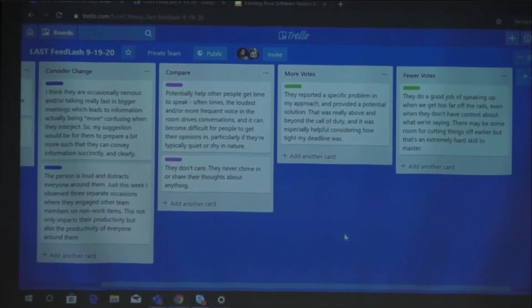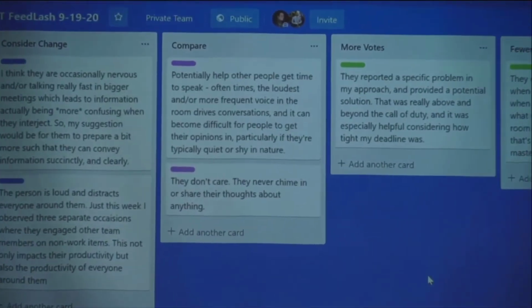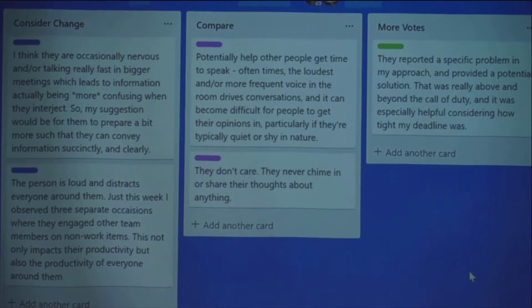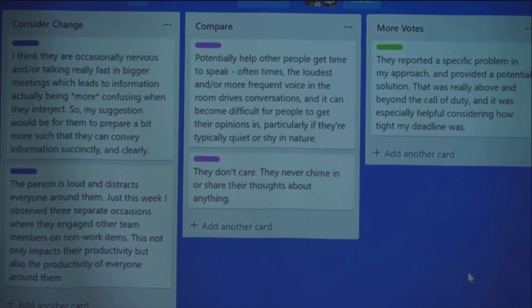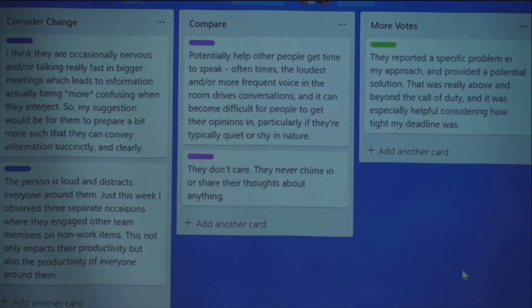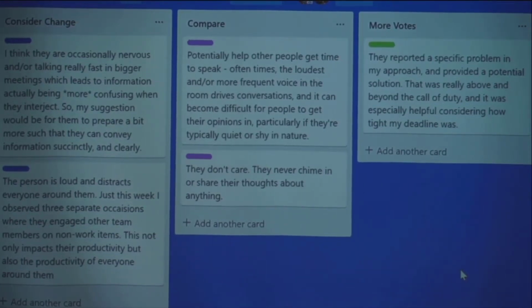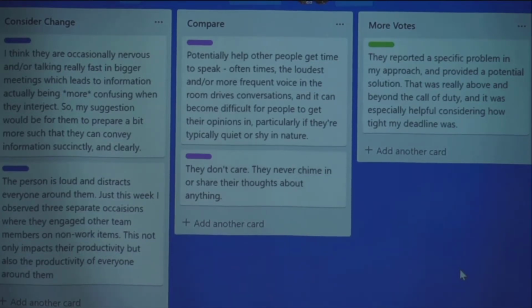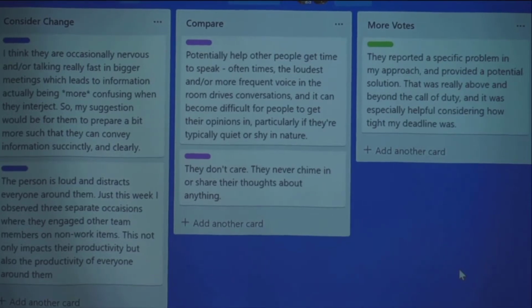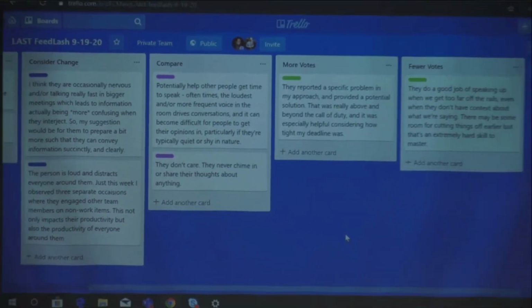First one, potentially help other people get time to speak. Oftentimes, the loudest and/or more frequent voice in the room drives conversations, and it can become difficult for people to get their opinions in, particularly if they're typically quiet or shy in nature. Against the second one, which is they don't care, they never chime in or share their thoughts about anything. So, same thing. When you're ready, click this.